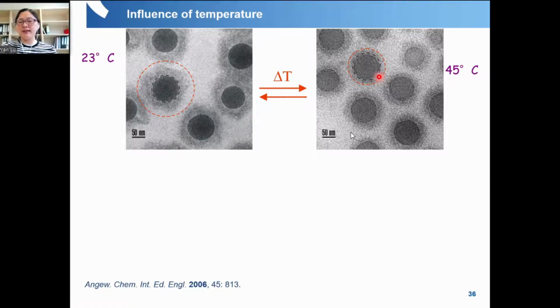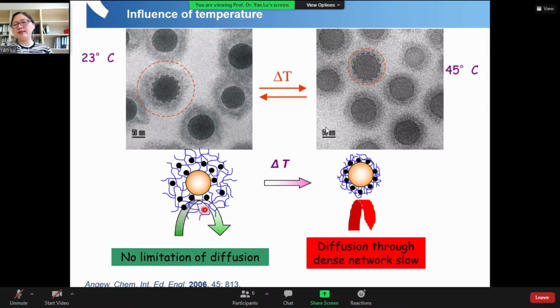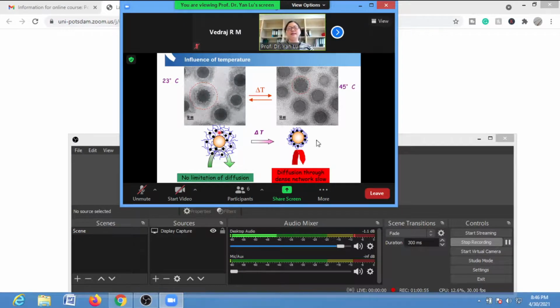And here we use this for the catalytic application of the embedded nanoparticle. If you imagine, this is at lower temperature, so the polymer networks are swollen. And in this case, there should be no limitation of the diffusion of the reactant into your networks to react with the nanoparticle embedded inside.